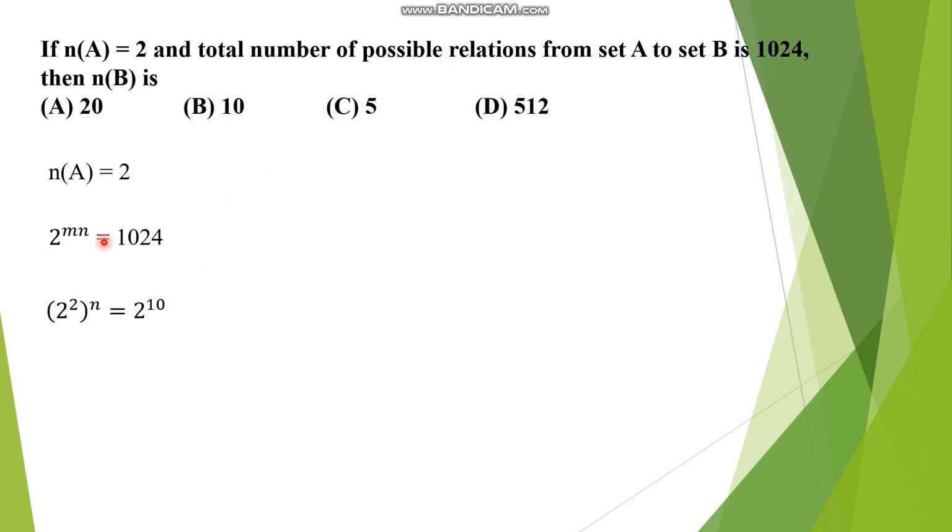We know the value of m here, which is n of A, and that's 2. So it is 2 square into n. n is to be found out, that will be n of B. And we know that we can write 1024 as 2 to the power 10. So n can be 5. There's only one possibility for n, which is 5, which is option C. 5 is the answer. Let's move on to the next question.